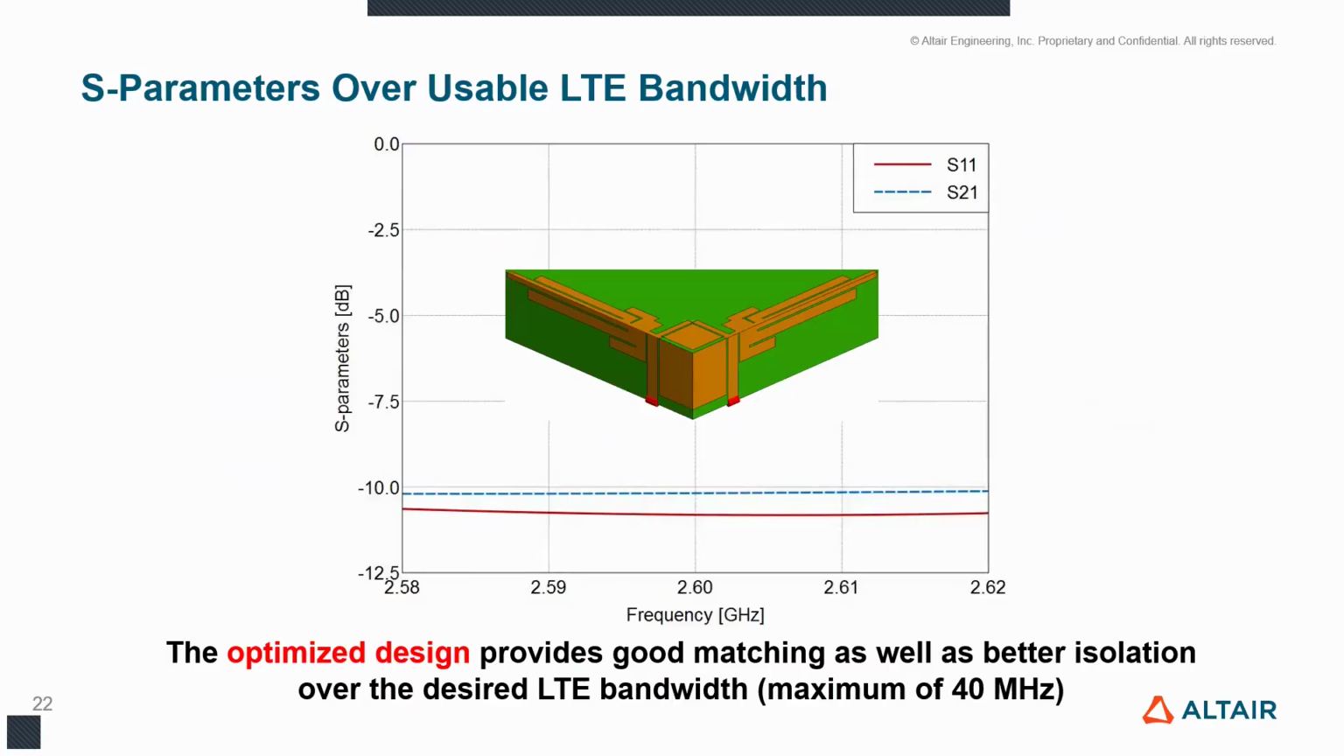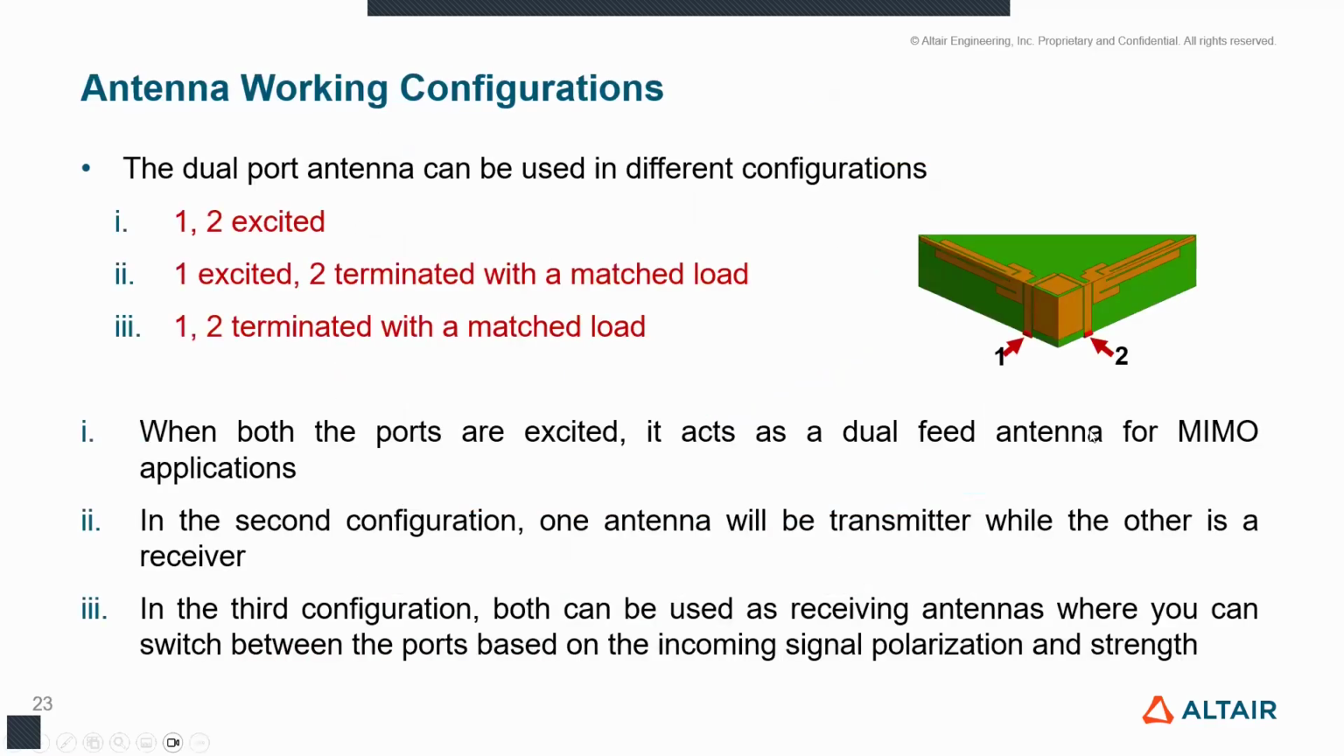Now this particular antenna can be used in different configurations because we have a single antenna with two different arms, each arm acting as an antenna on its own. So you can excite one arm at a time, or you can excite both the arms at a time. When one arm is transmitting, the other can be receiving. So these are the three different operating configurations for this design: both of them excited, or one is excited and the other one is matched, so it's receiving, or both of them are receiving.